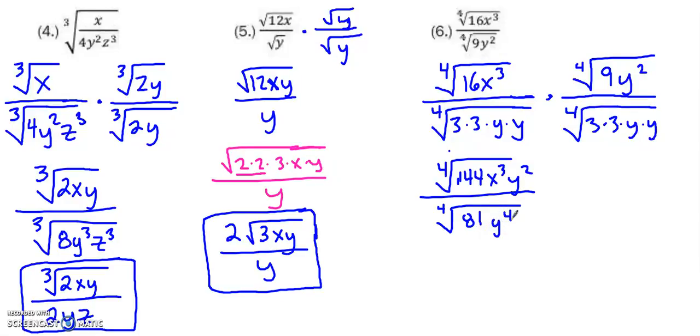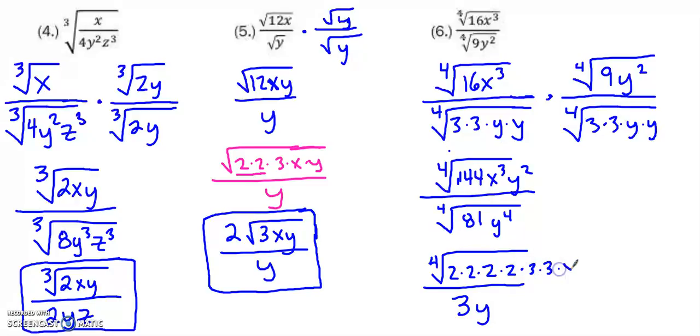Now simplifying our denominator, we have 3y. And now I need to consider again the constants in the numerator. 144 is 2 times 2 times 2 times 2 times 3 times 3. So we've got a 3 and a 3. And so there's a group of 4 2's that I can bring out of that radical.